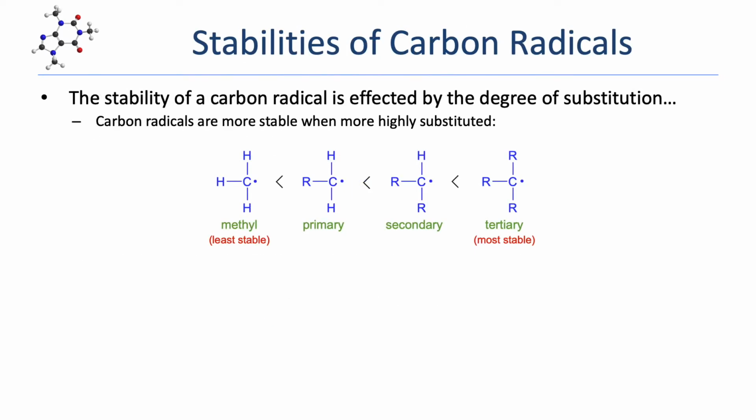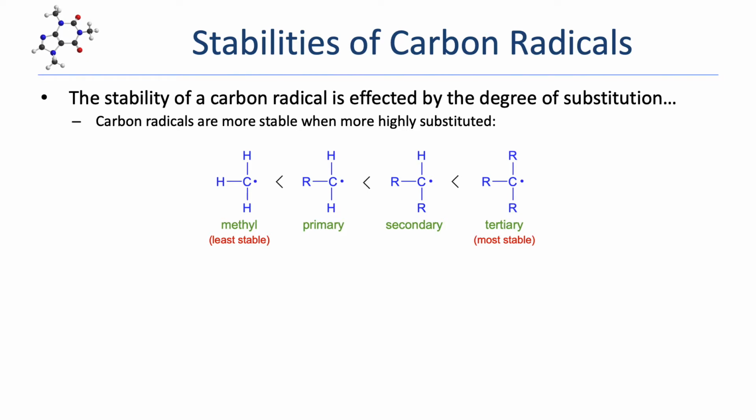Of course, when studying organic chemistry, the most important radicals are going to be carbon radicals. There are two important structural features that greatly influence the stability of a carbon radical. The first is the degree of substitution on the carbon that possesses the unpaired electron. The more highly substituted a carbon radical is, the more stable it's going to be.